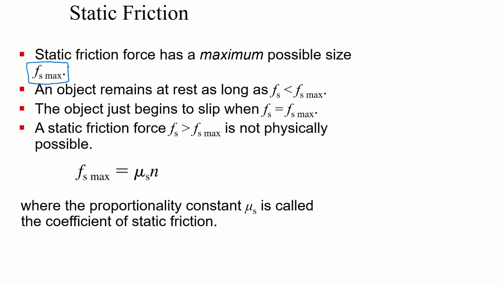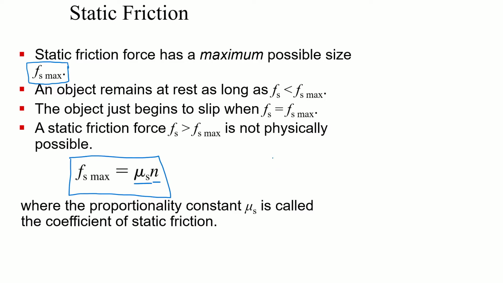The question is, how can we model that? How can we determine what the maximum possible static friction is? And the answer is right here. We model it this way. I'll put the answer before I explain why that makes sense. The maximum possible static friction is the coefficient of static friction mu sub s times the magnitude of the normal force. And why does this make sense?